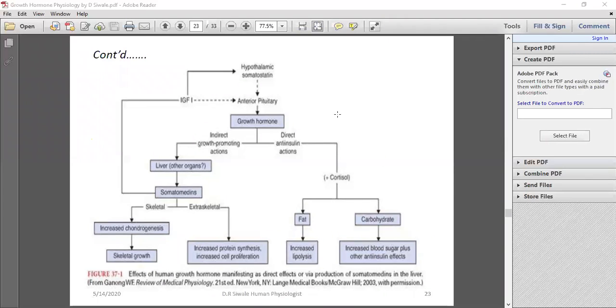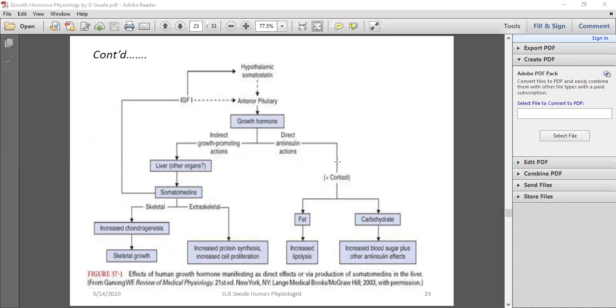Okay, good question. The question is, does it work on its own, or does it work with other hormones to perform specific functions? Okay, physiologically, for example, the direct actions of growth hormone need the permissive action of cortisol. It's called the permissive action of cortisol.